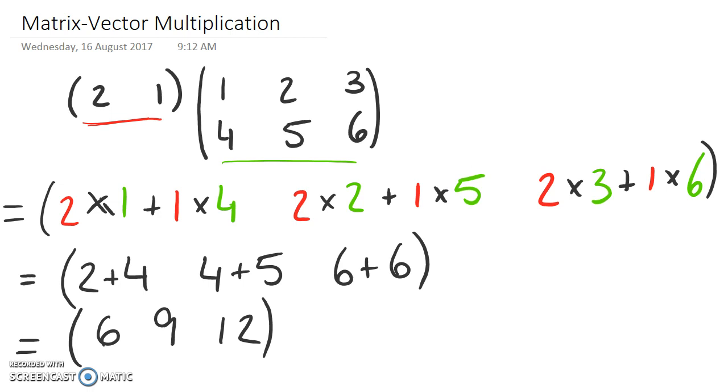Now, a good or important thing to remember is that if you're doing matrix vector multiplication, if the vector is on the left, like it was above, our vector needs to be a row vector. If the vector is on the right, then it needs to be a column vector. So let's have a look at what it would look like in this case if we used the same matrix, but instead multiplied by a column vector.